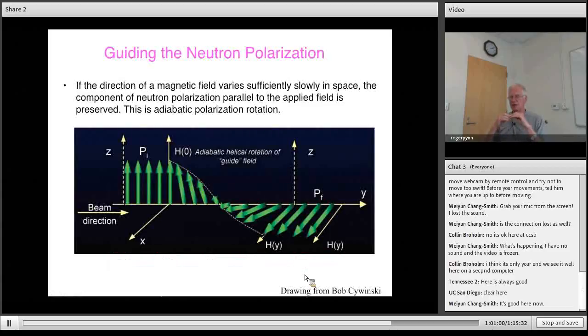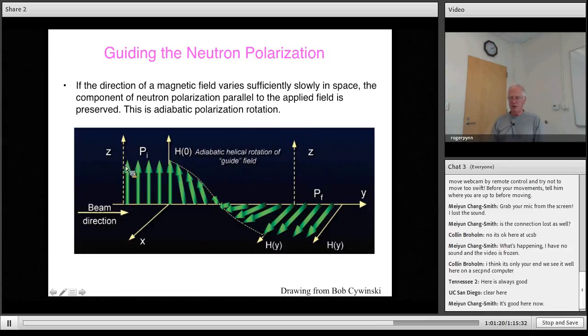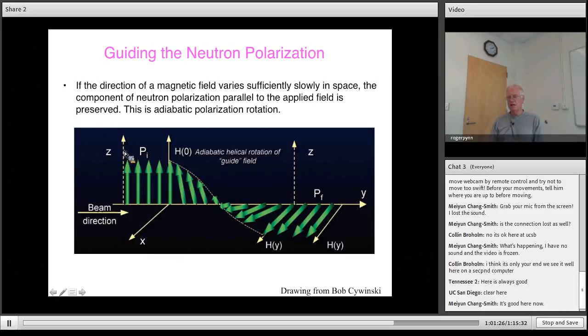So here's a picture that sort of tells you what's going on. If you want to guide the polarization of a neutron beam, and we'll see why we need to do that in a few slides, you can start it off parallel, defining the quantization direction here with a magnetic field, and then you can just gradually rotate the field around to some direction which is perpendicular to the initial direction, and the spin will have changed with it. What's this distance?